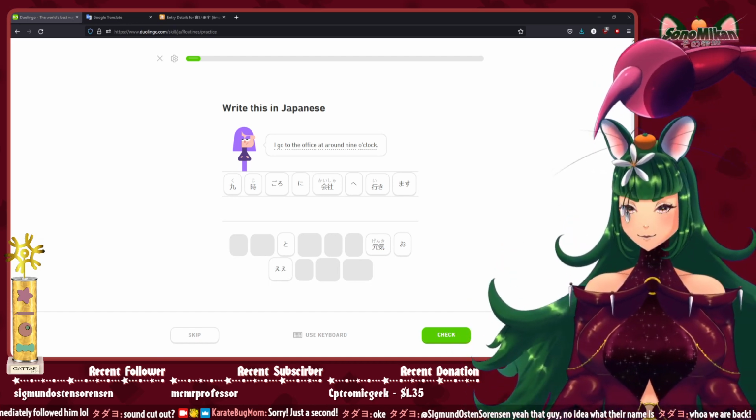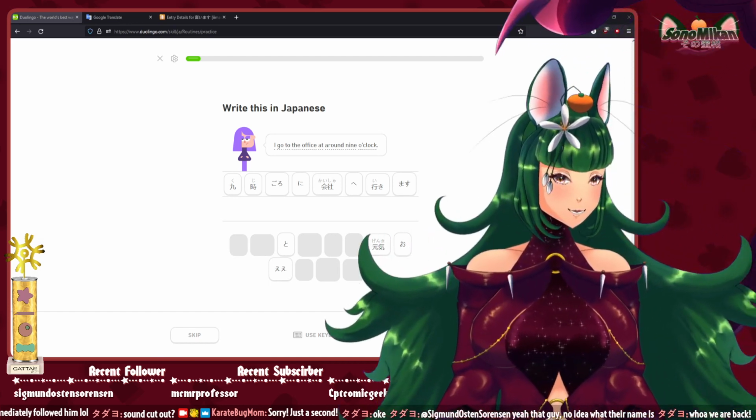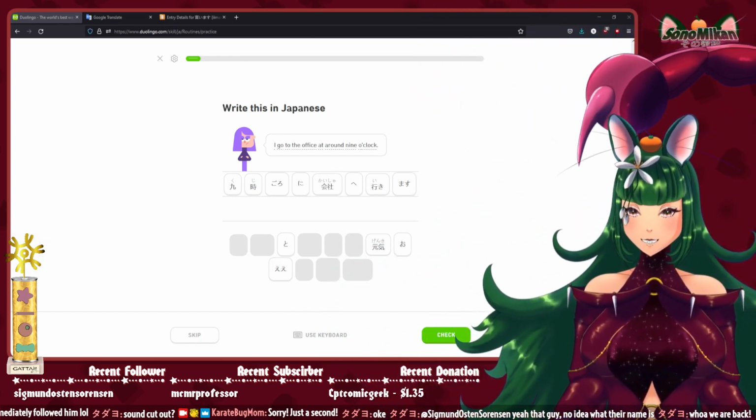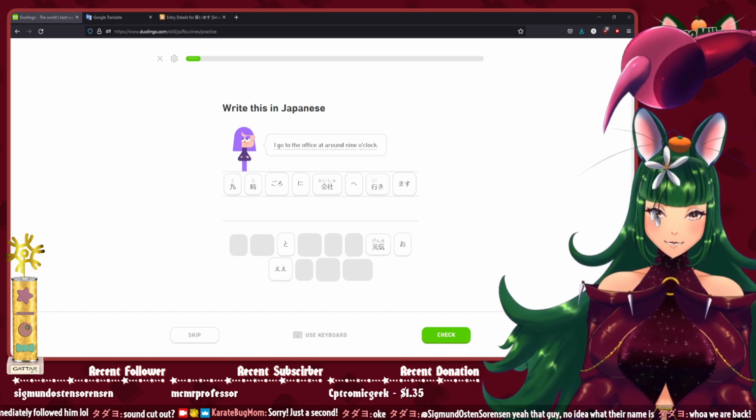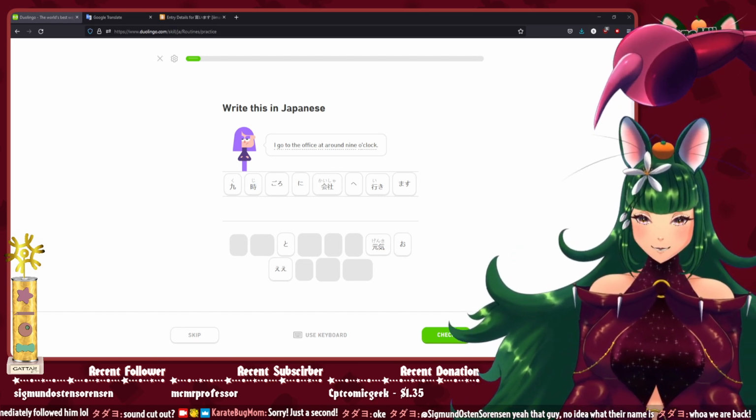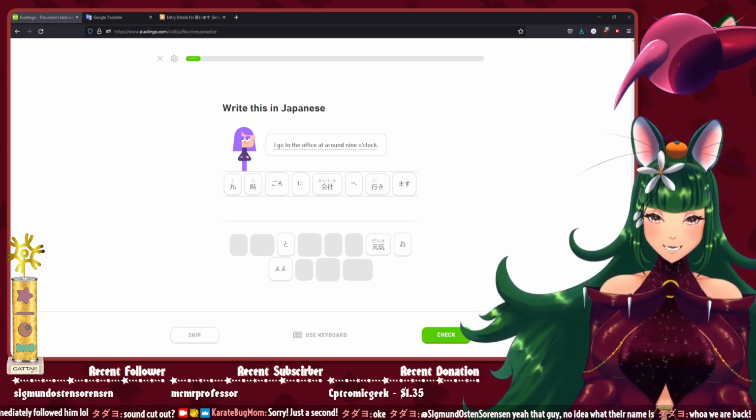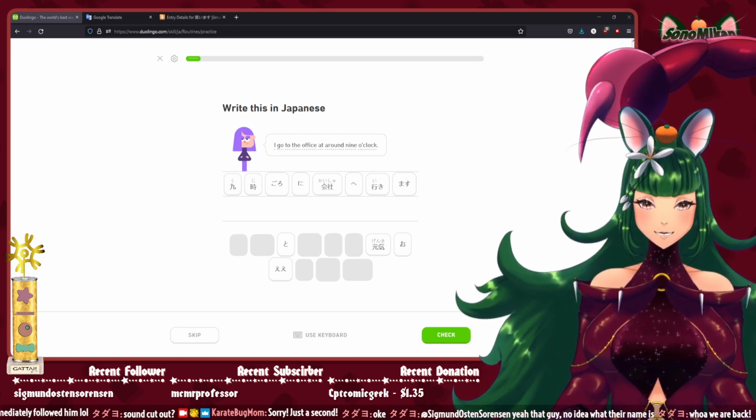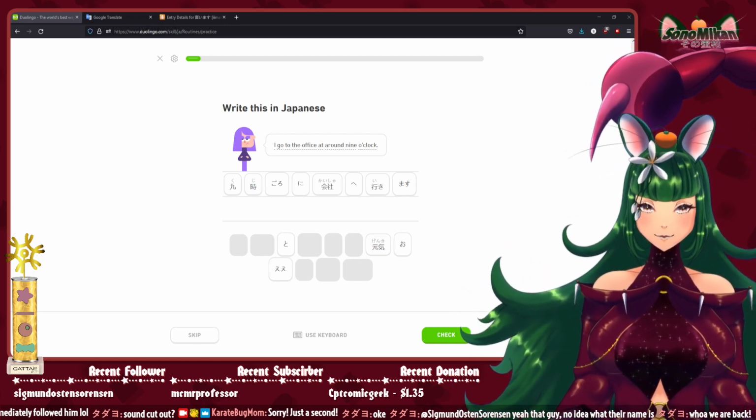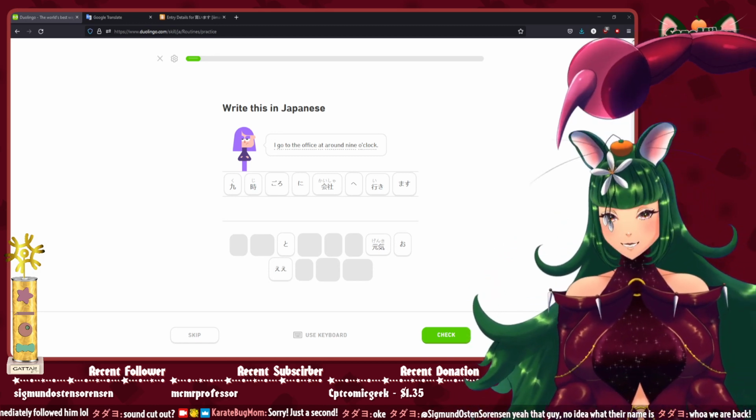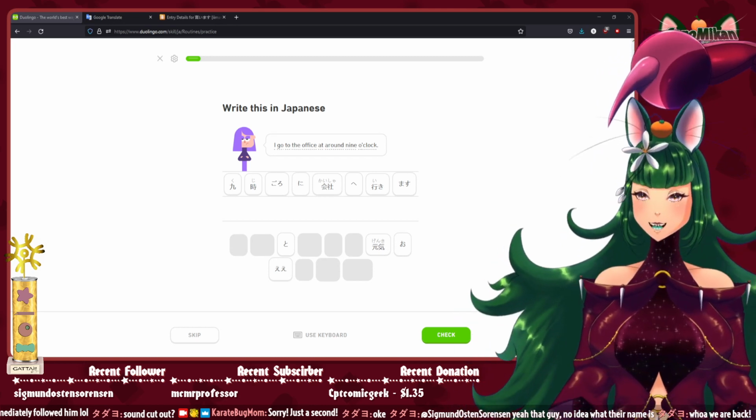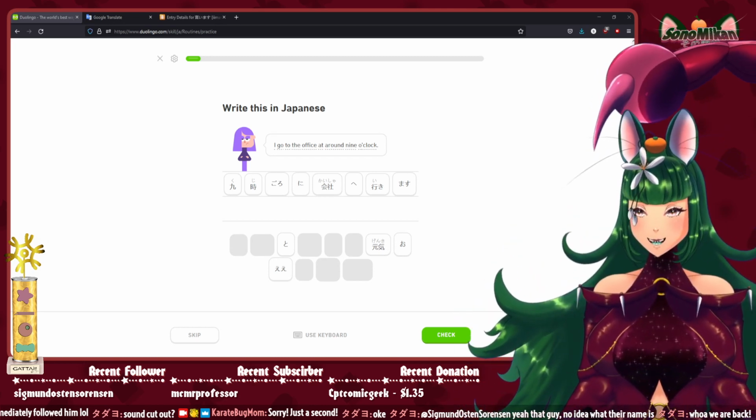Okay. We have learned a thing. Particles always indicate what is going on before them. So the ni is indicating the time at which this is taking place. E is the destination to which we are going. So we are going to the office at around 9 o'clock. Okay.